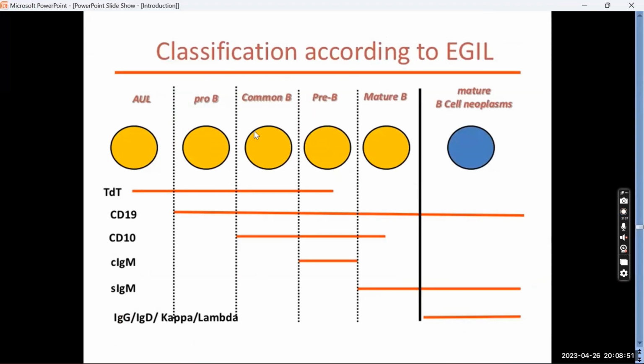Now what is the advantage of this? The prognosis. Pro-B ALL has a very poor prognosis. It is more common in infants, and it has a relatively poorer prognosis, and they sometimes harbor an MLL gene rearrangement. These cases have a relatively poorer prognosis compared to common B-ALL. Similarly, pre-B ALL has a better prognosis than pro-B, but a relatively poorer prognosis than common B-ALL. So apart from diagnosis, flow can also help you to classify that B-ALL.